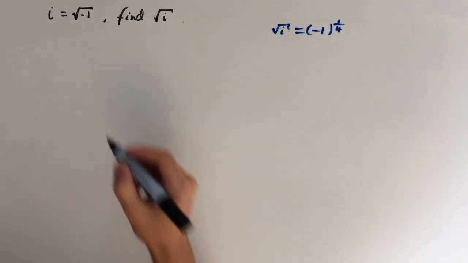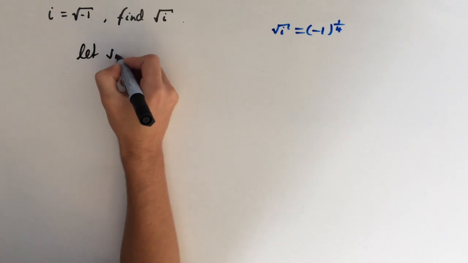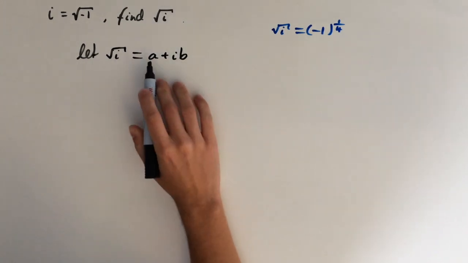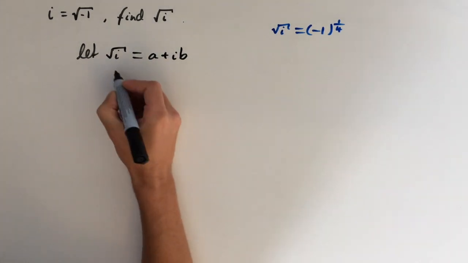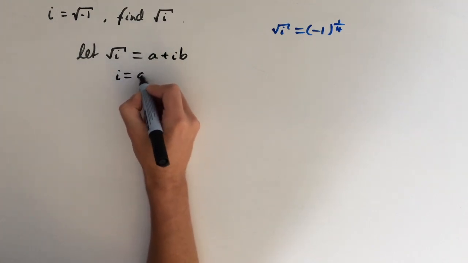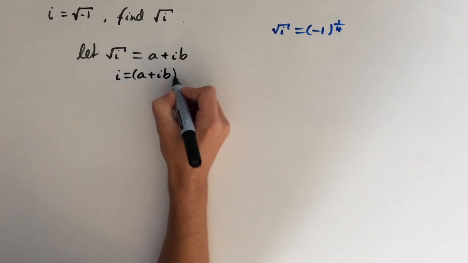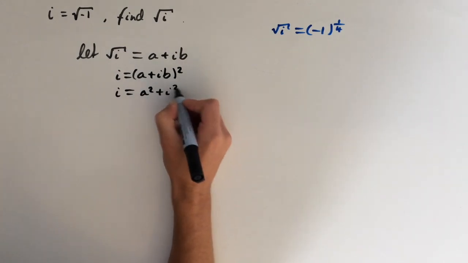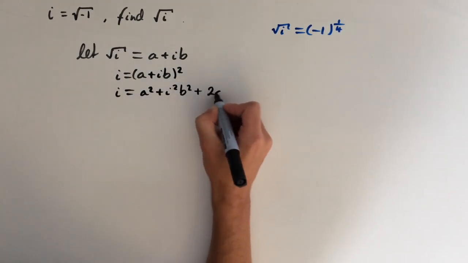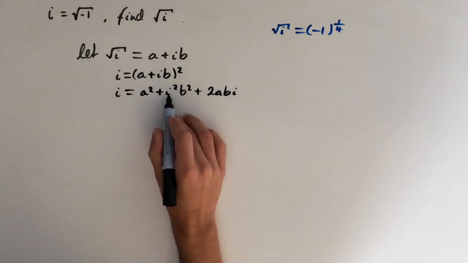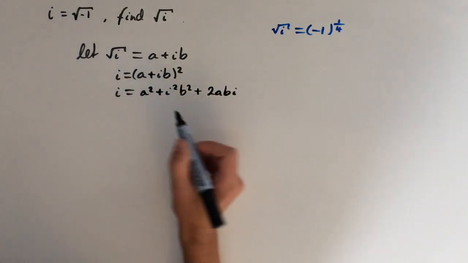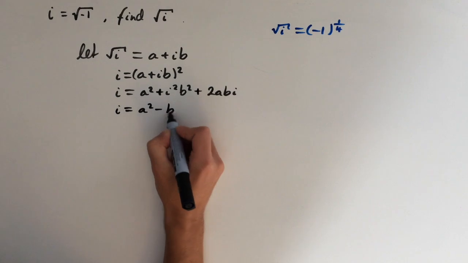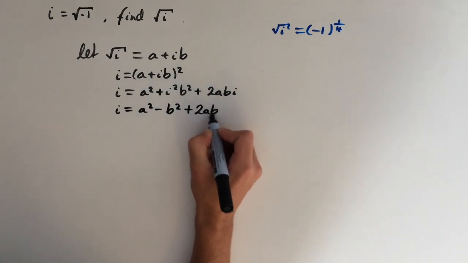So the way we do this is we're going to let the square root of i equal a complex number, a plus ib. And now we want to find the values of a and b. So we're going to square both sides. So i equals (a plus ib) all squared. And this expands out as a squared plus i squared b squared plus 2abi. Now we know that i equals the root of minus 1, so i squared will just equal minus 1. So i equals a squared minus b squared plus 2abi.